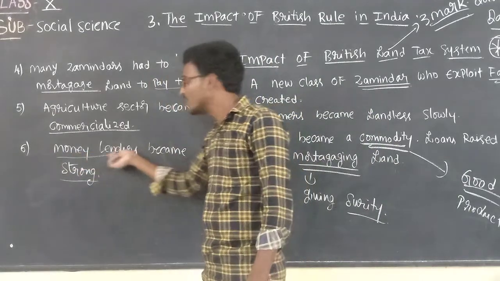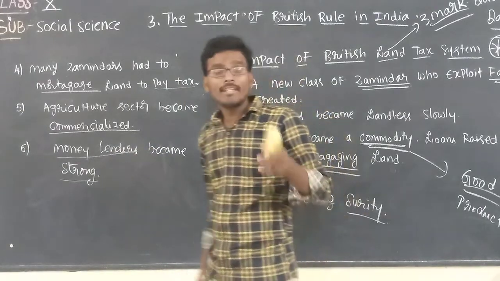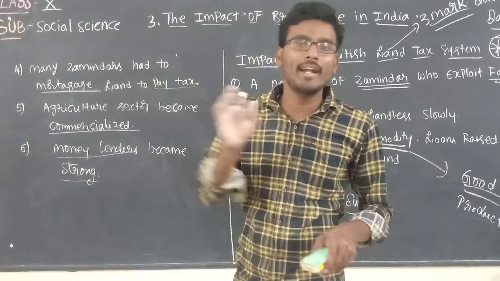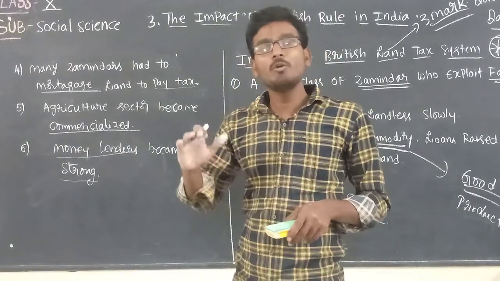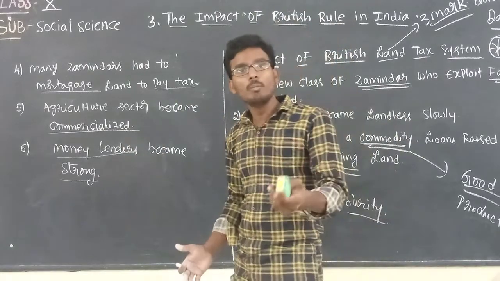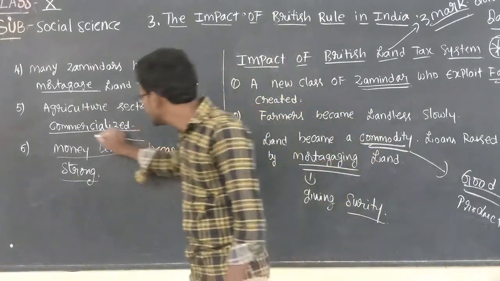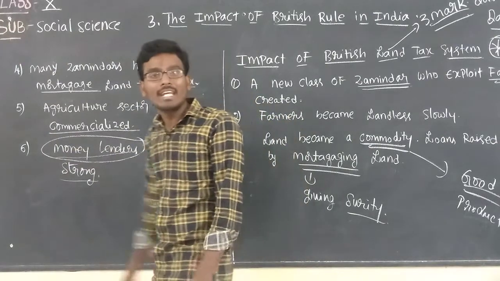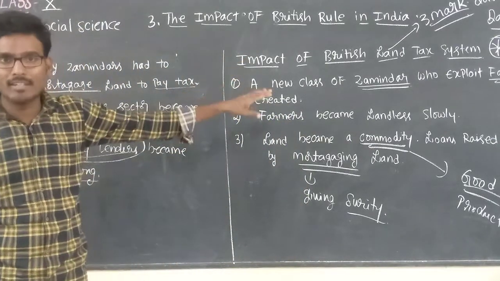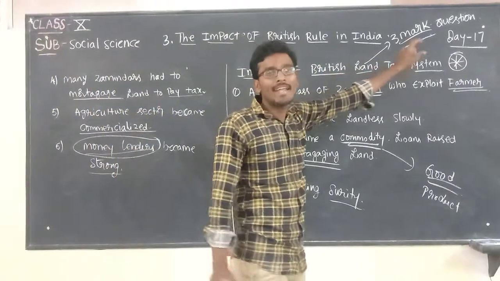Money lender means who? The person who gives money to the farmers. In the Ryotwari system we discussed, the small farmers became owners of the land. So here they have to pay 50% of land tax to the company, right? Whenever they are unable to pay, they take money from the money lenders. Due to that, these money lenders in the society became very strong. This is a major impact in India of implementing the British land tax system.